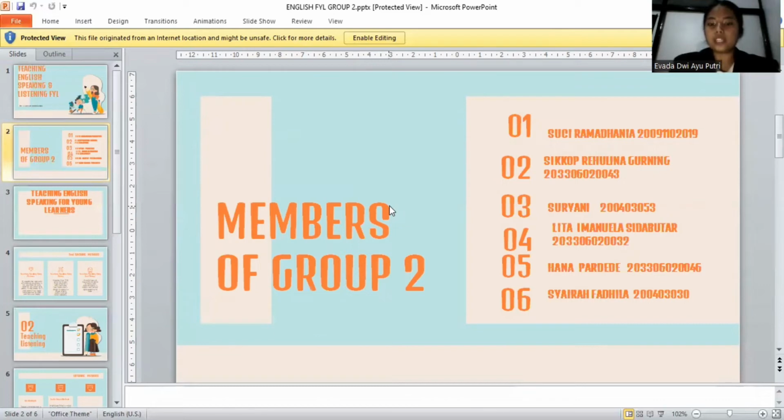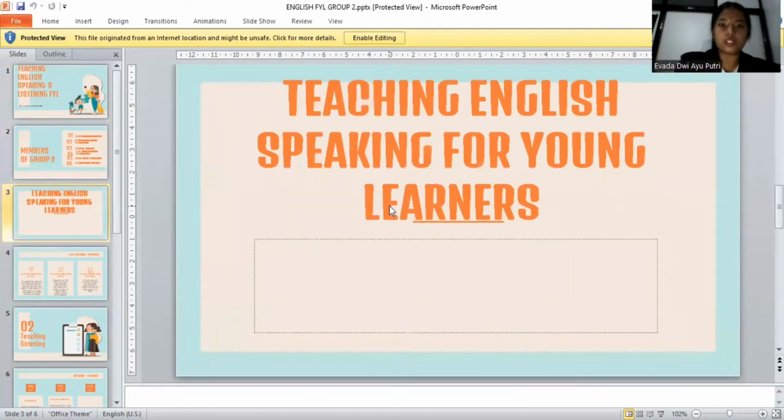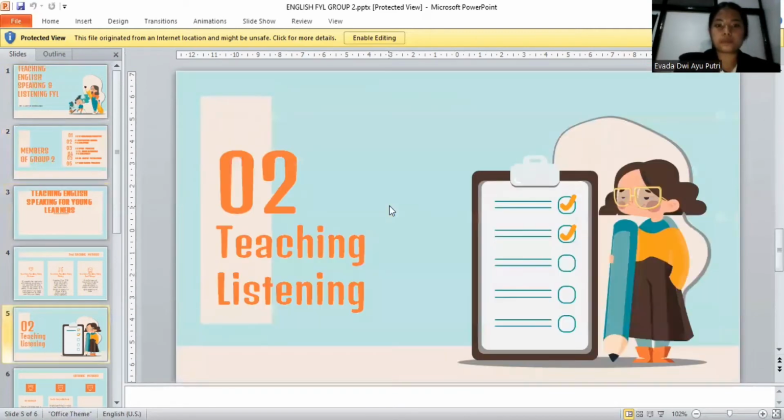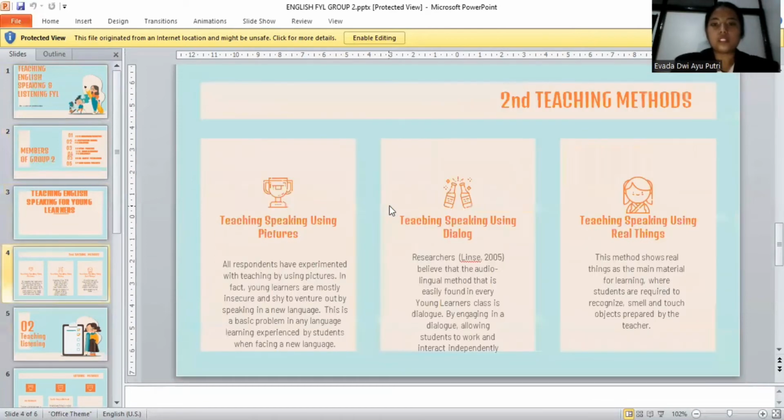Before we apply the teaching as a teacher for speaking and listening for young learners, let me explain the methods of teaching speaking and listening. The first one we have is teaching speaking using pictures. What is teaching speaking using pictures?